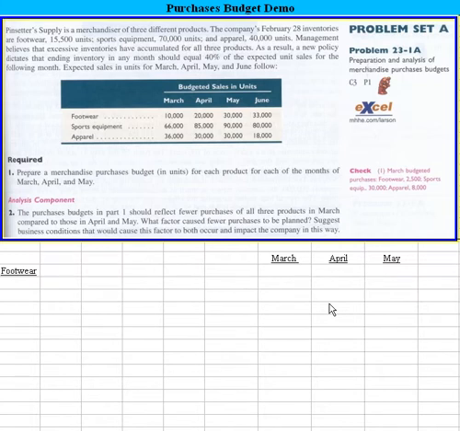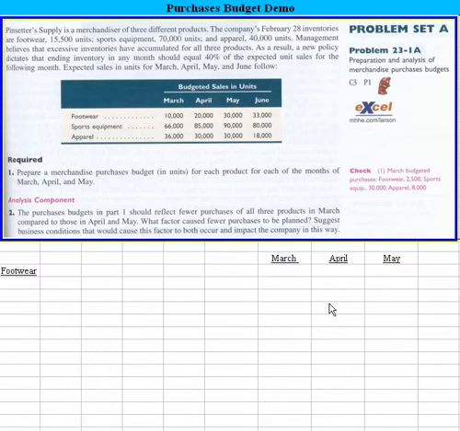Okay, hi everyone. Let's take a look at problem 23-1 and we'll work through part 1 of the requirements, which asks us to prepare a purchases budget in units now for each product and for each month of March, April, and May. And we're looking at Pinsetter Supply. They sell footwear, sports equipment, and apparel. And we have some beginning inventory numbers.